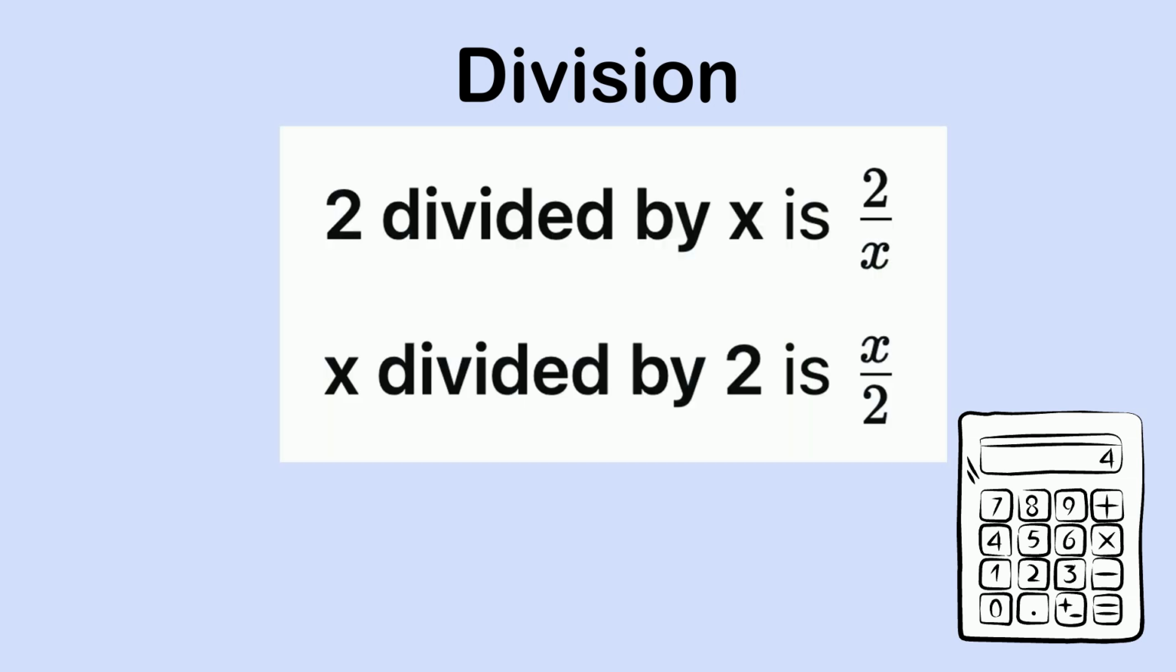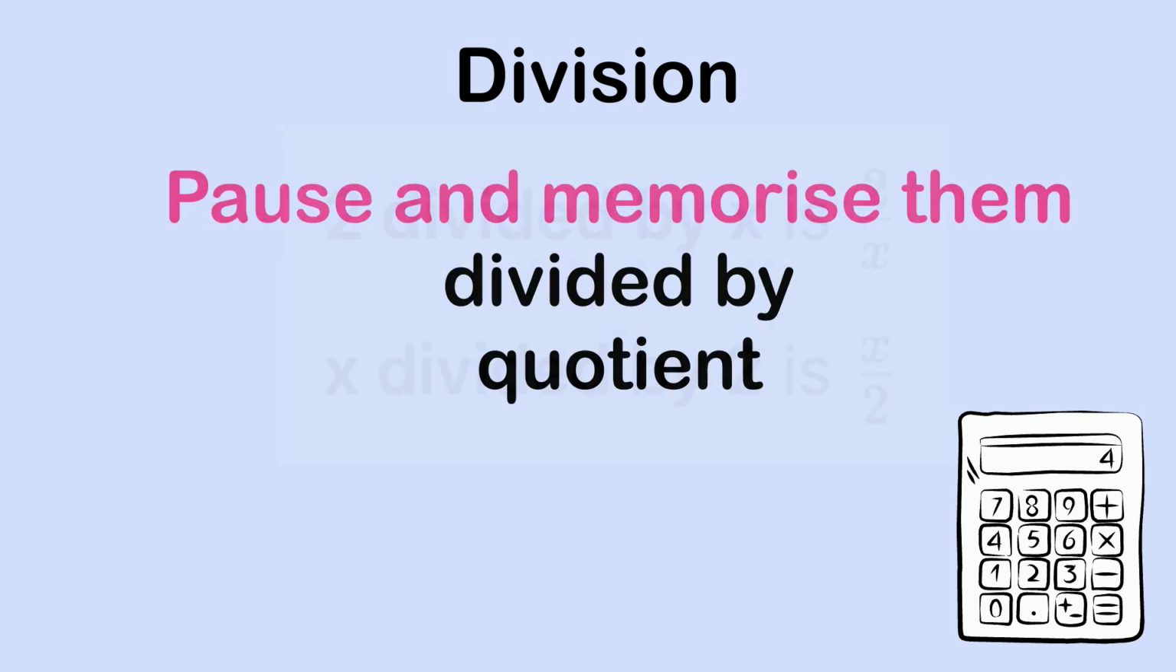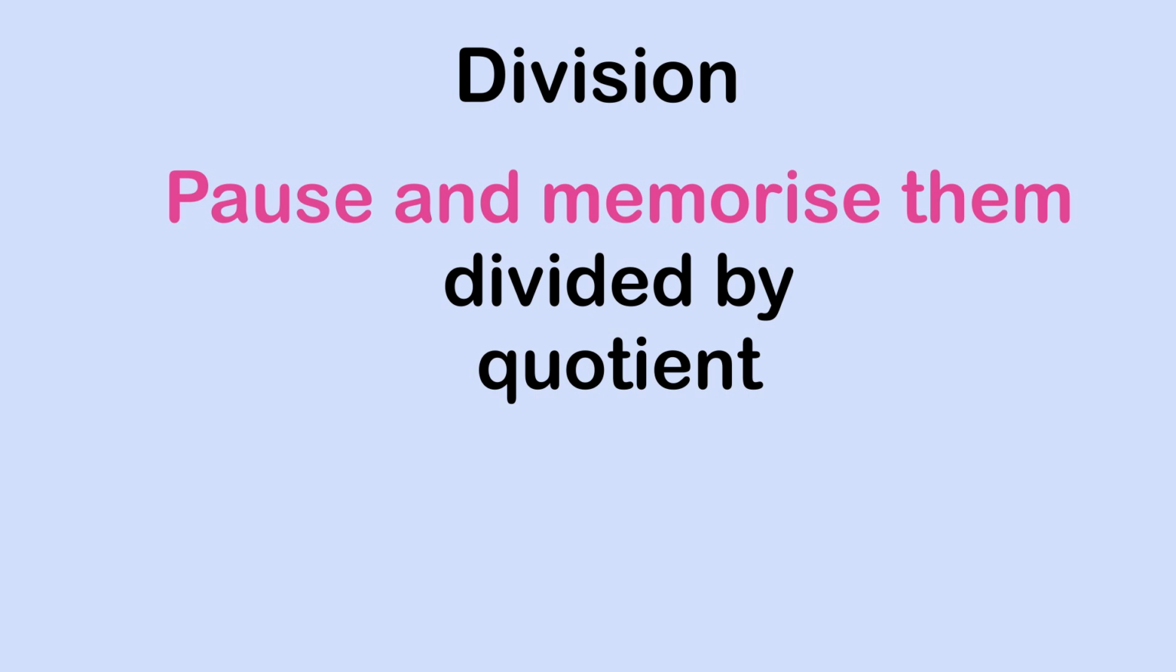Last one is division. In algebra, we don't usually use division signs, but instead, we write the division in fraction form. And it is so important to pay attention to what is being divided by what. They can't be switched, so 2 divided by x is different from x is divided by 2. The two words to look for are divided by and quotient.